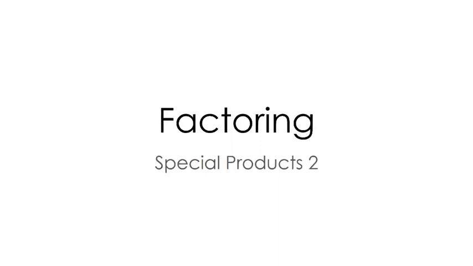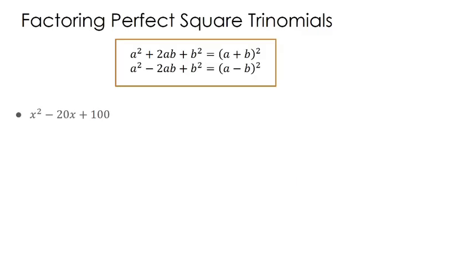In this video, we're going to look at how to factor special products. We're going to start with perfect square trinomials. And here is basically how you could factor what we call perfect square trinomials. They're called perfect square trinomials because it's something times itself.